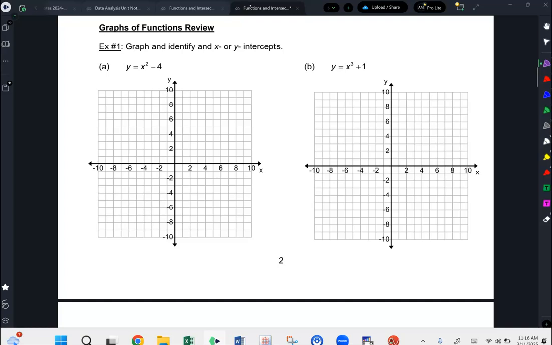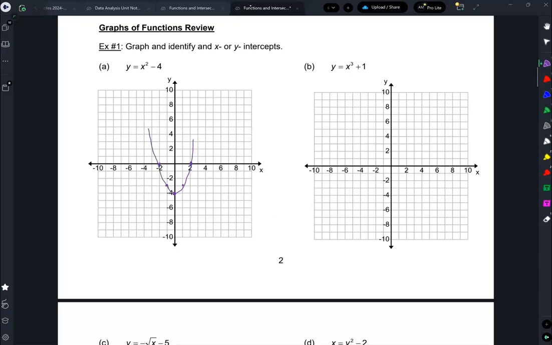X squared minus 4, everybody's favorite parabola, vertical shift of 4. And we have, okay, so the point is you have to be able to do it like quick on your feet. So up over 1, up 1, over 2, up 4. Okay. And here we go.